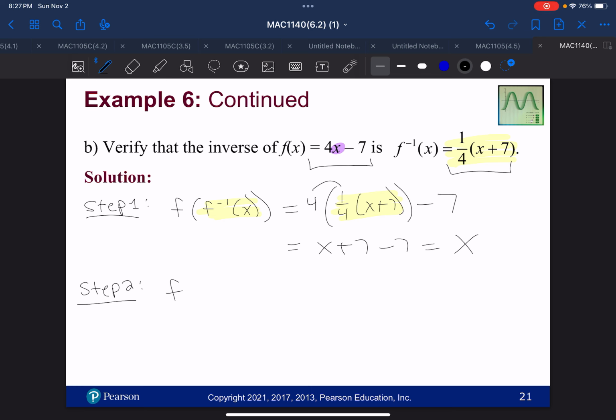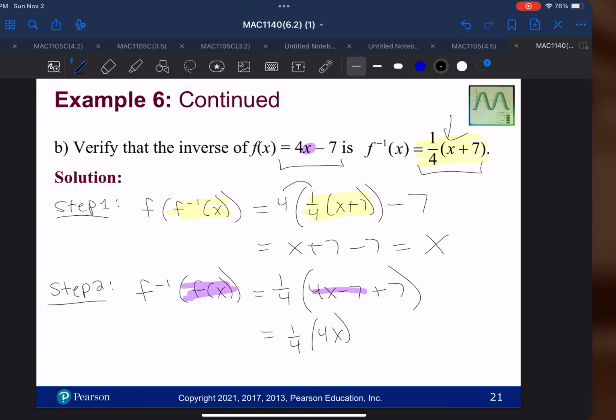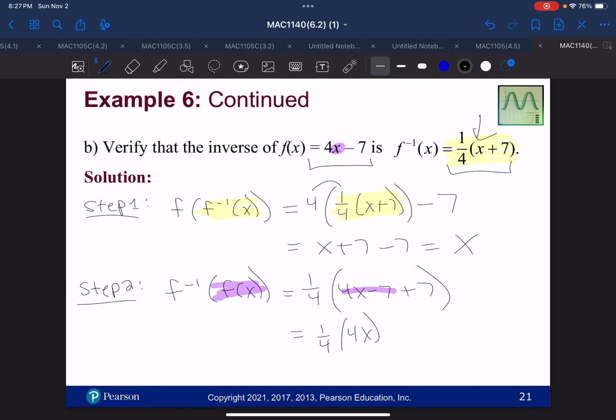So now I need to find the inverse of f of x. So I will be plugging in f of x into the inverse function. So this would be 1/4 times (4x minus 7) plus 7. So I just plugged that into my function for x here. So the negative 7 plus 7 will cancel. This will leave me with 1/4 times 4x, and 1/4 times 4 is 1, so this is just equal to x. So we just showed that these two functions are inverses of each other.